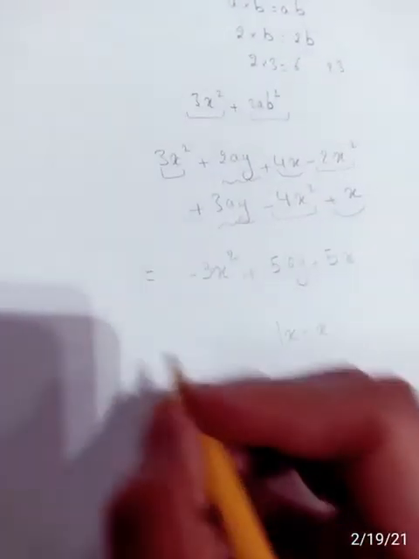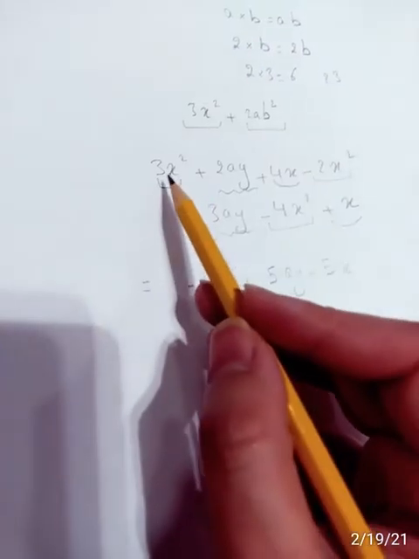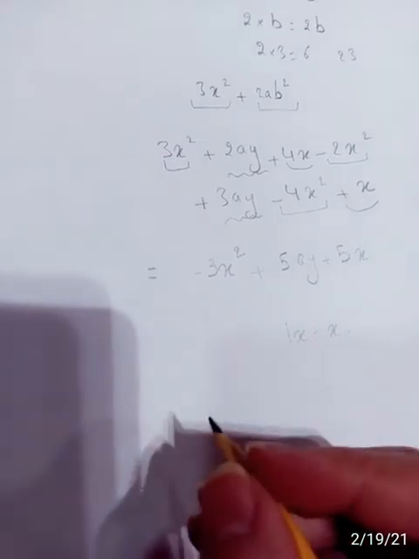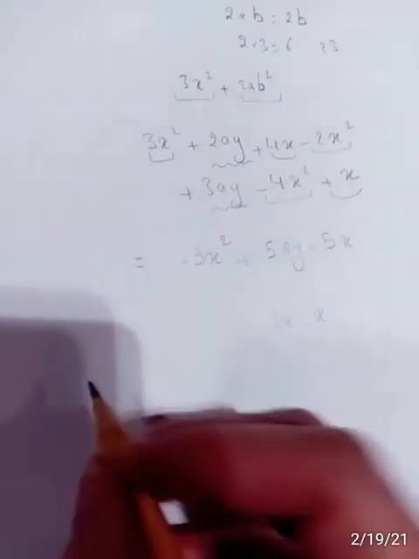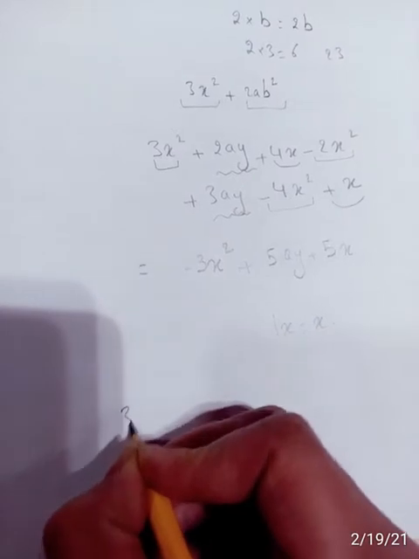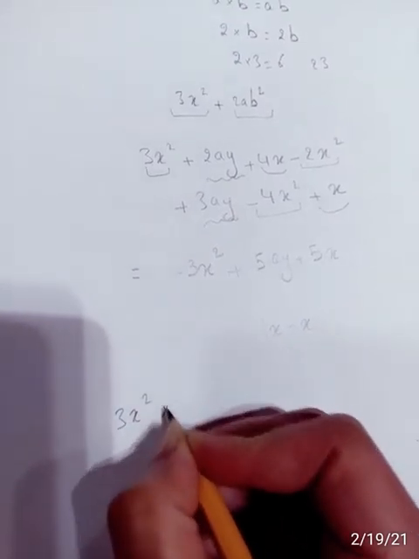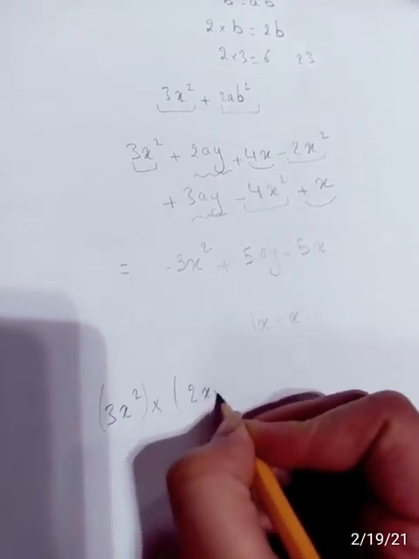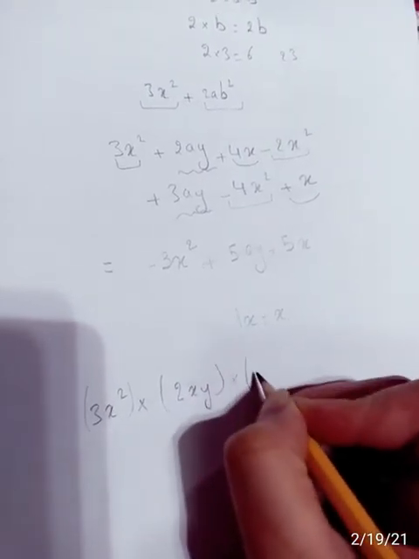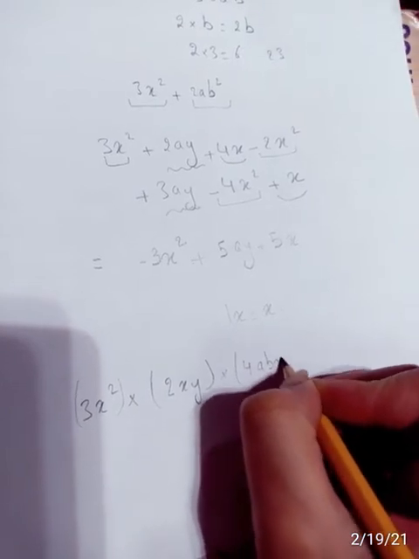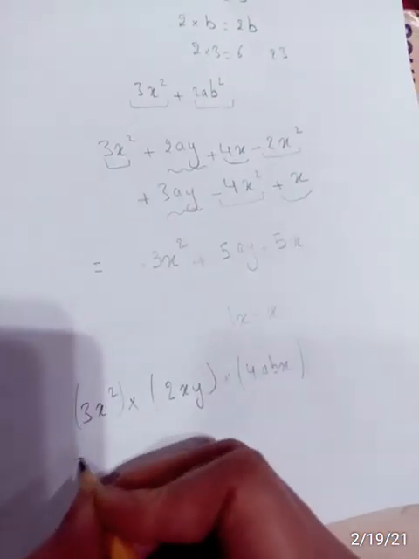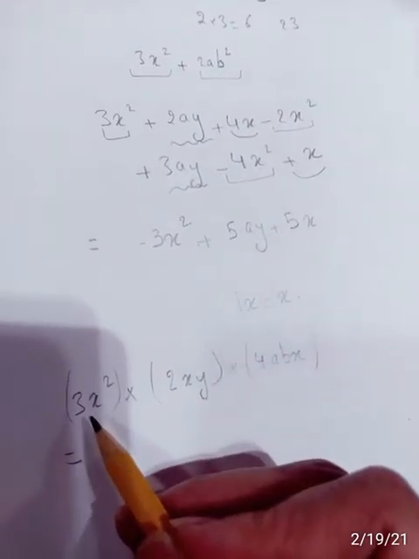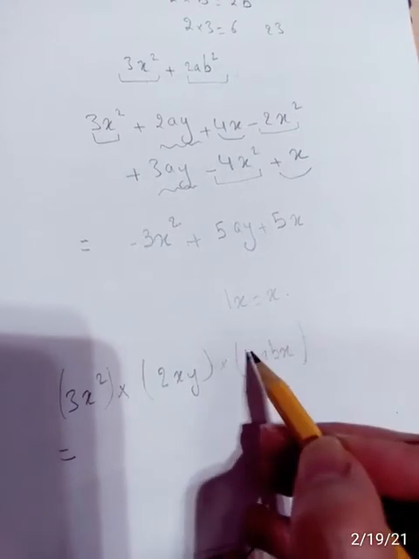Now, how to multiply terms or monomials. We said a term is also called a monomial. How to multiply terms by each other. For example, I have 3x squared times, for example, this is a term, 2xy times 4abx. I want to multiply these 3 terms. First of all, I should multiply the numbers. 3 times 2 is 6. Times 4 is 24.